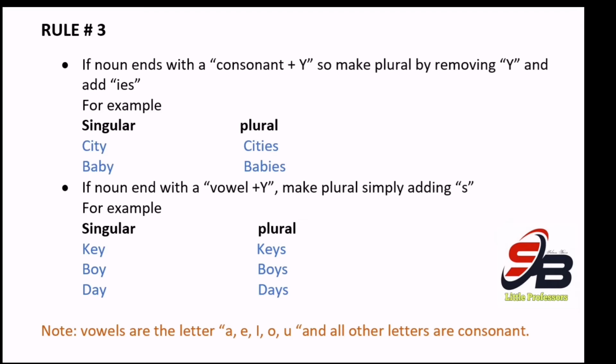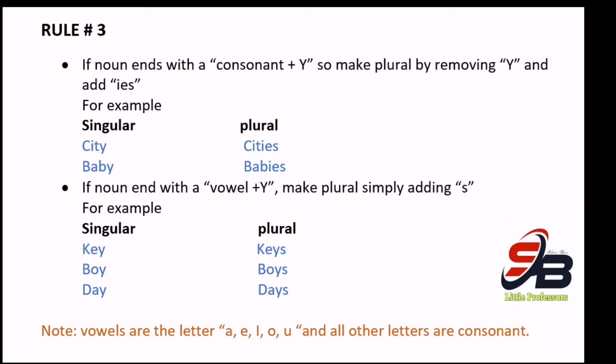Rule number 3. If a noun ends with a consonant plus y, we make the plural by removing y and adding ies. For example, city, cities, baby, babies.